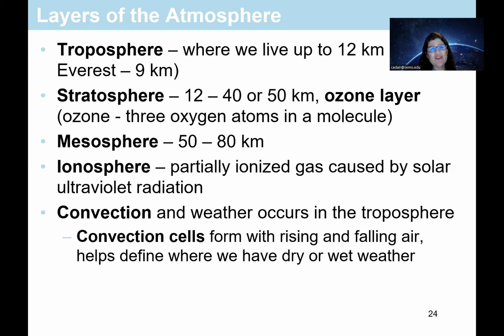The stratosphere is 12 to 40 kilometers high. The ozone layer is there, and ozone is 3 oxygen atoms in a molecule rather than 2. There's the mesosphere and the ionosphere, where partially ionized gas is trapped. And there are convection zones, which help give us weather within the troposphere.